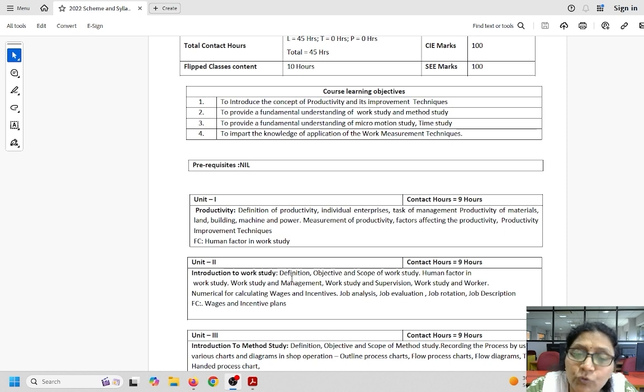Method study will improve the method of doing the job, and at the same time we are going to determine the time required to complete that productive job, which is done by work measurement or time study. Both are under work study. So here, by using that time study, we are going to determine the wages and the incentives, and also we are understanding the job analysis, job evaluation, and job description in unit 2.